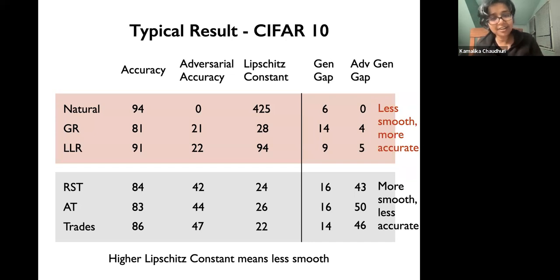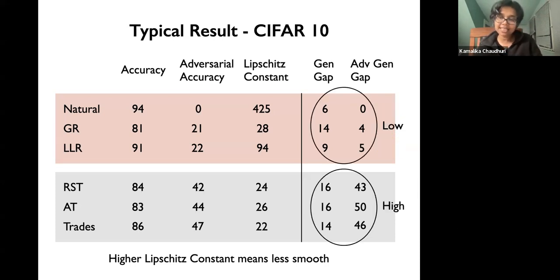This is slightly counterintuitive for those of us who are used to learning theory about, for example, support vector machines or linear classification, where the opposite is true. Things that are smooth tend to generalize better and tend to be more accurate, whereas here what we see is a little bit different. The other thing we noticed is that the smoother methods tend to have a much higher generalization gap, whereas the less smooth methods tend to have a lower generalization gap.